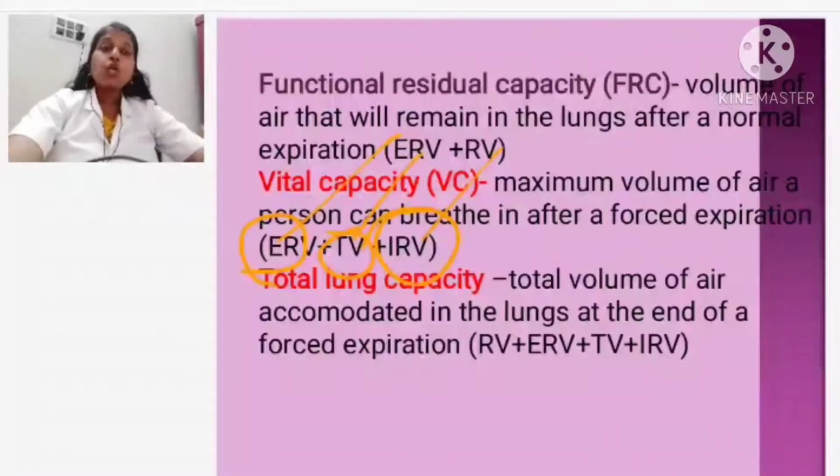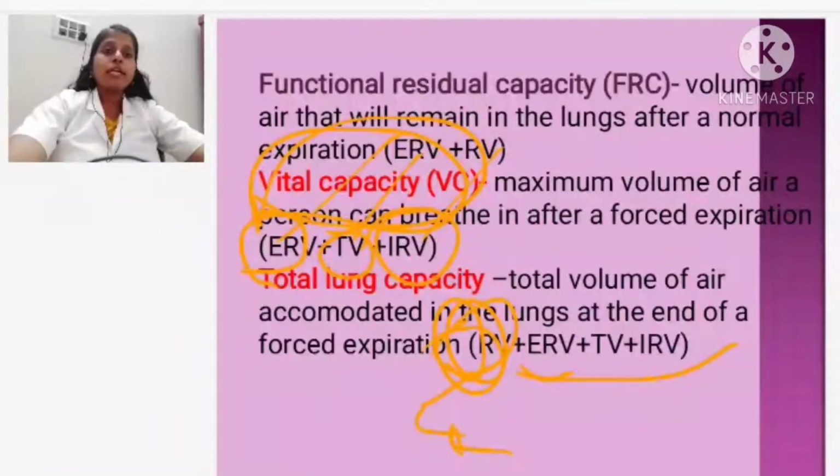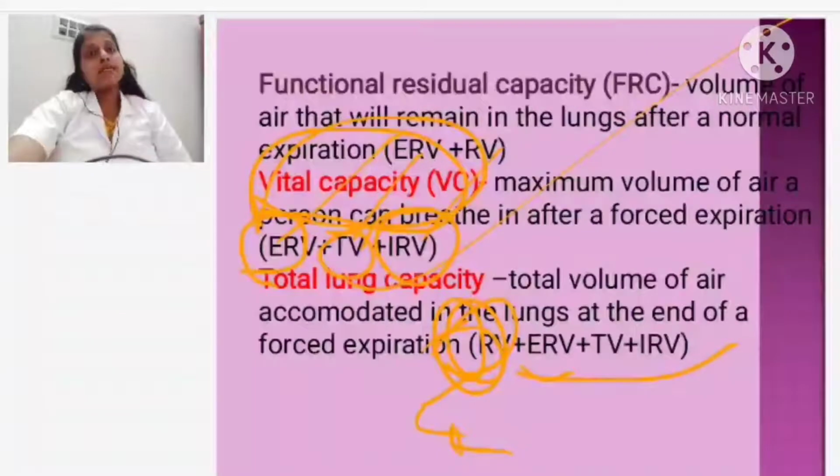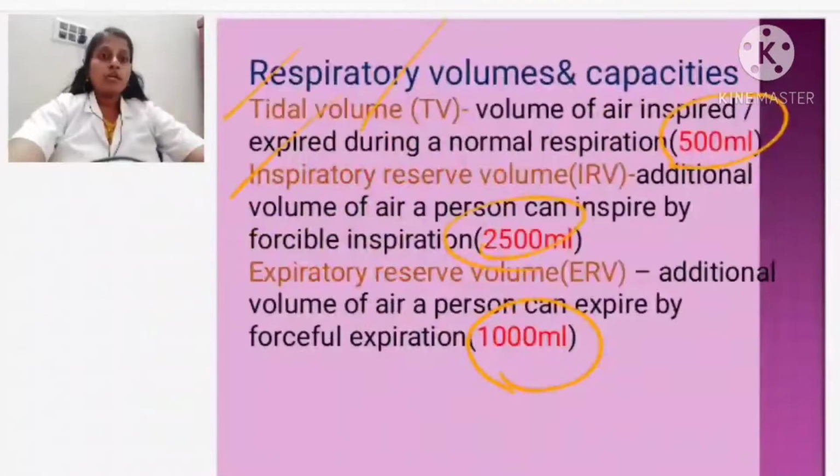The last one is your total lung capacity. Along with the vital capacity, if you add the residual volume, which is always present in the lungs, 1100, isn't it, RV, you get your total lung capacity. For your information, it can be around 6000 to 7000 ml, it depends from person to person. So these are some of the terms we have covered related to your respiratory volumes and capacities.